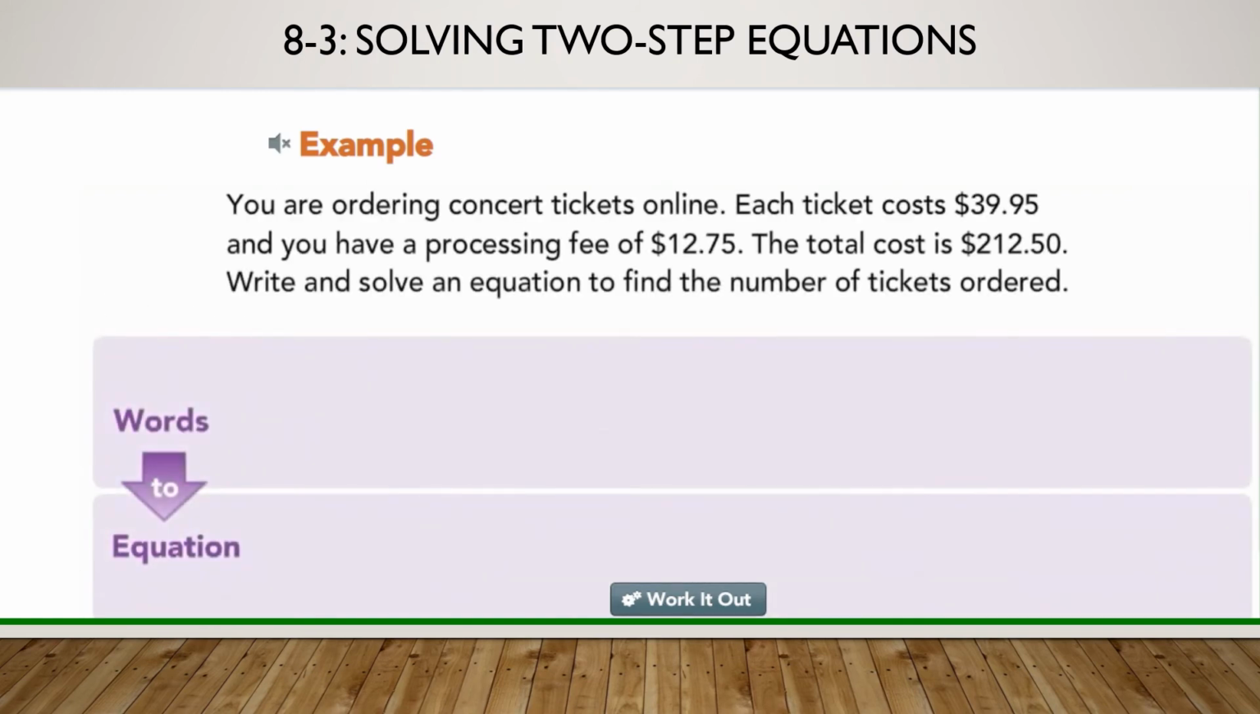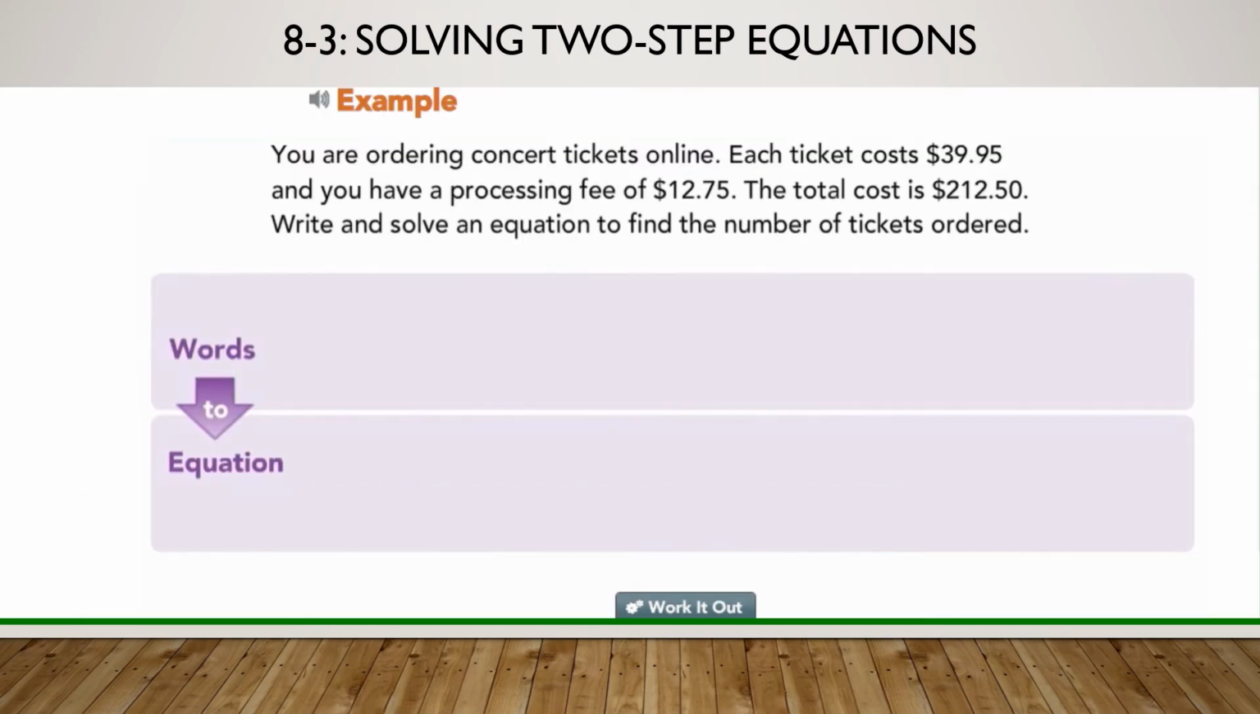You are ordering concert tickets online. Each ticket costs $39.95, and you have a processing fee of $12.75. The total cost is $212.50. Write and solve an equation to find the number of tickets ordered.